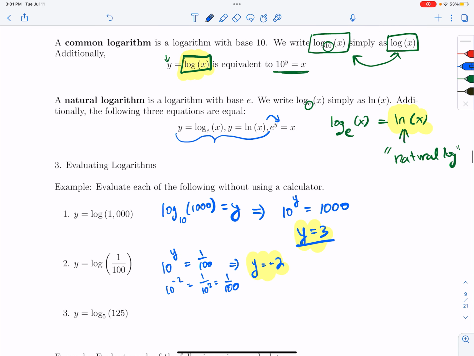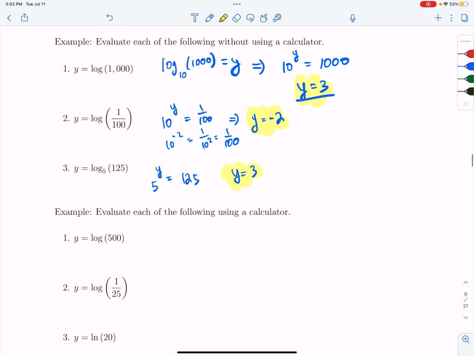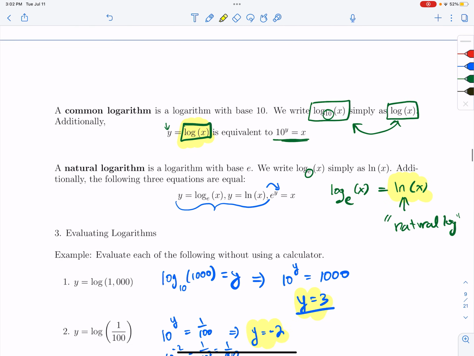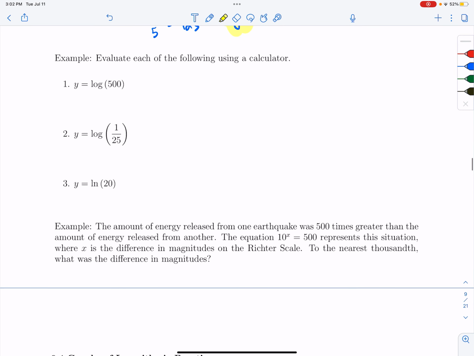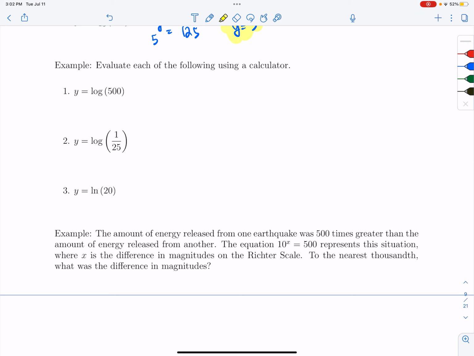And then lastly, we're going to have 5 to the power of y equals 125. Probably do that one in your head also. y is equal to 3. So all of those come out to whole numbers. That's not always the case, though, so we need to use a calculator for some of these.